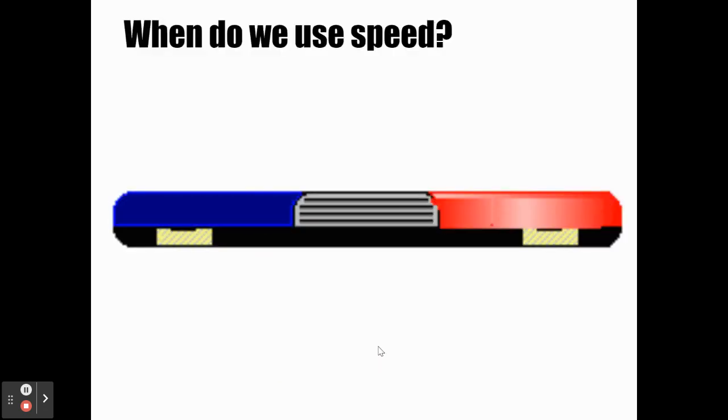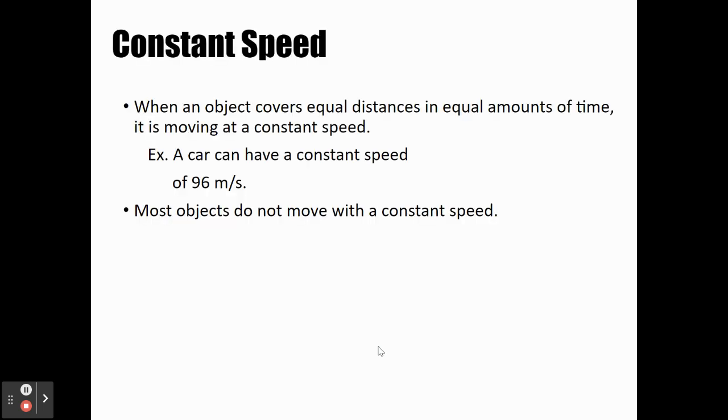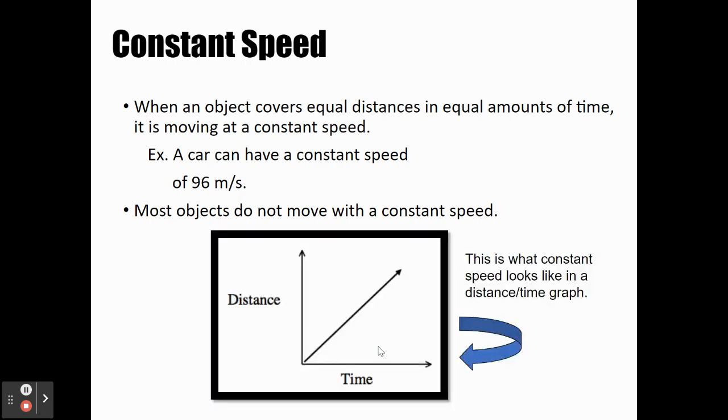All right, when do we use speed? Well, there's a few things we use speed. When an object covers equal distances in equal amounts of time, it is moving at a constant speed. And this is what you can see on the speedometer of cars. A car has a constant speed of 96 meters per second. Most objects do not move with a constant speed.